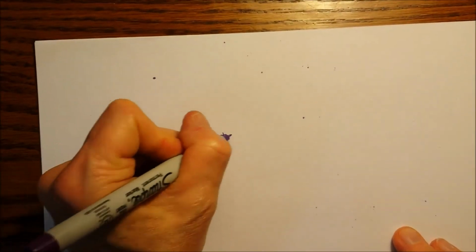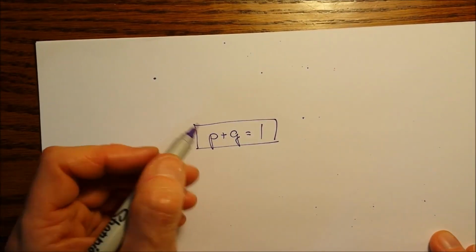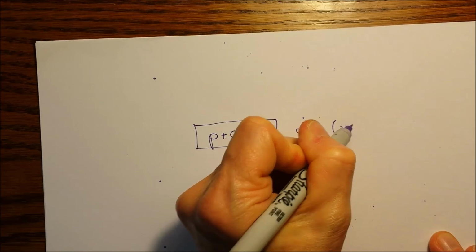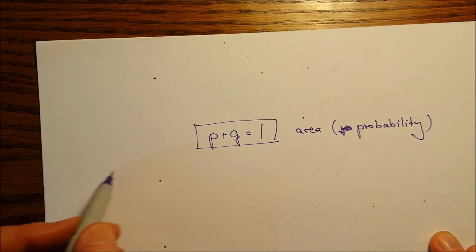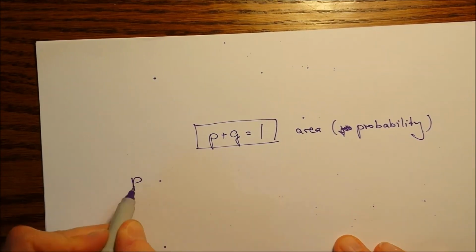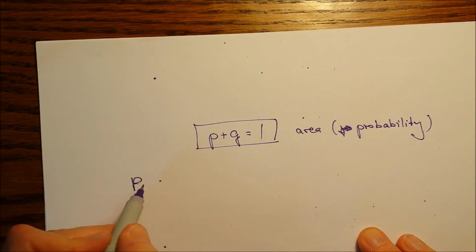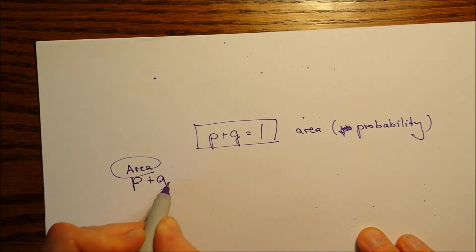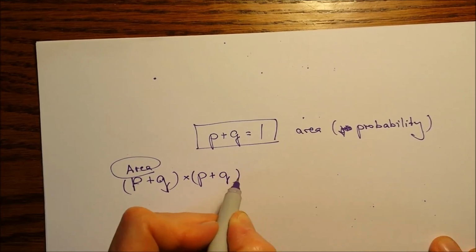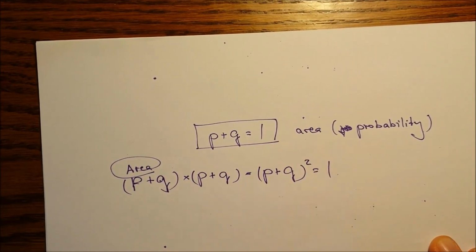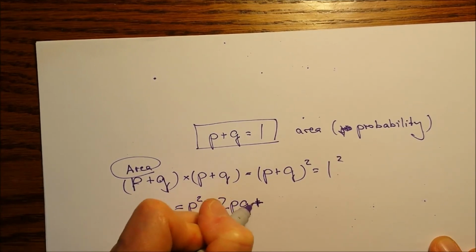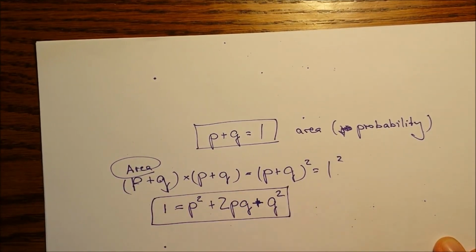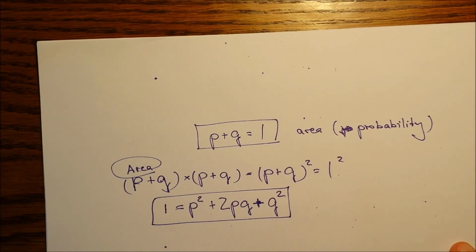This is kind of summing up the Hardy-Weinberg equilibrium. P plus Q has to be 1. This is the area and the probability. Now, the area of that: the allele frequencies sum is P plus Q, times P plus Q, equals the sum squared, and it equals 1 squared, and 1 equals P squared plus 2PQ plus Q squared. This is also important, and that's what we are going to use in class.